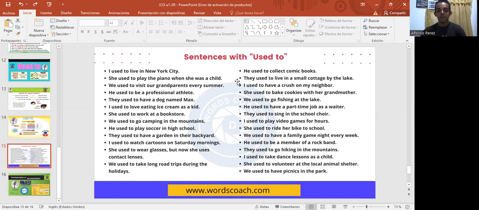She used to ride her bike to school. We used to have a family game night every week. He used to be a member of a rock band. They used to go hiking in the mountains. I used to take dance lessons as a child. She used to volunteer at the local animal shelter, and we used to have picnics in the park. So all these actions are not habits in the present. That is something you need to remember.